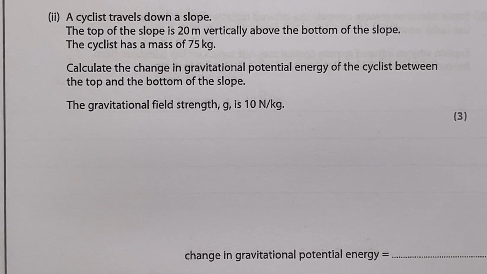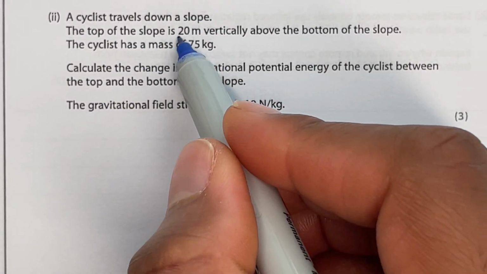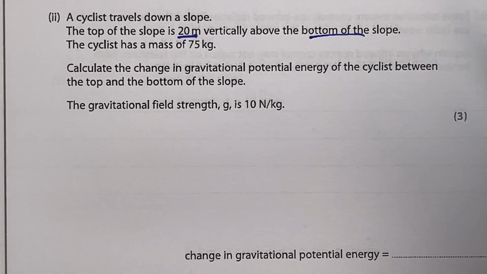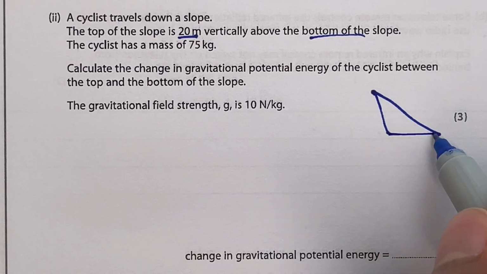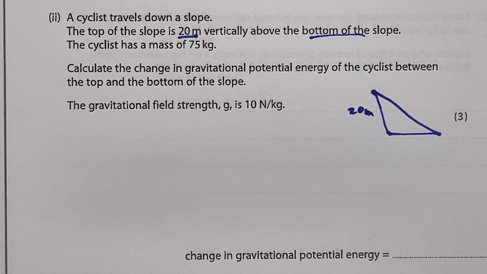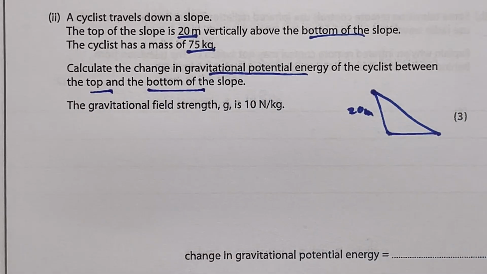A cyclist travels down a slope. The top of the slope is 20 meters vertical above the bottom of the slope. So if I draw that again, top, bottom, this will be 20 meters. Okay, the mass of the cyclist is 75 kilogram. Calculate the change in GPE of the cyclist between the top and the bottom of the slope and take g to be 10.